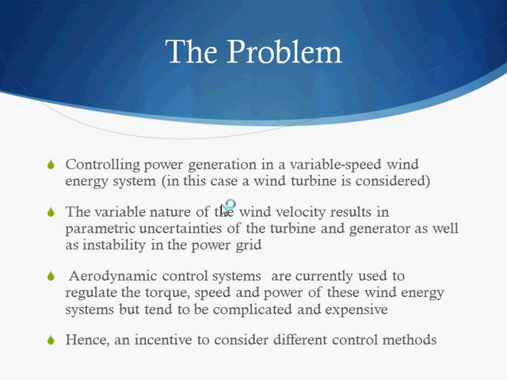So basically the problem comes down to the fact that the variable velocity of wind results in parametric uncertainties of the wind turbine and the generator, as well as instability in the power grid. The current method to control these turbines is aerodynamic control systems. They regulate the speed, torque, and power of the systems, but the one downside to them is that they tend to be complicated and expensive. So therefore, there's an incentive to consider different control methods for these energy systems.